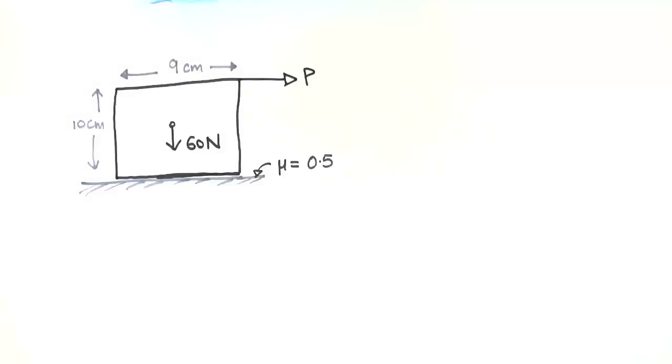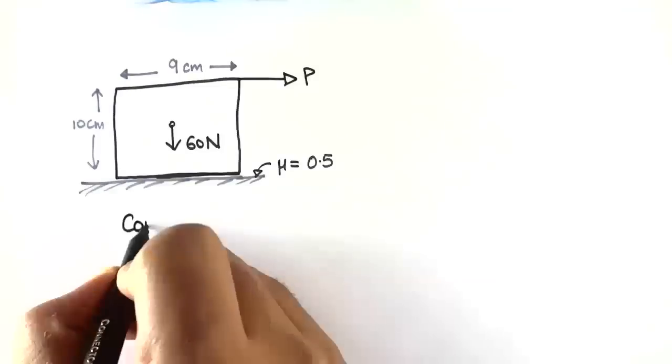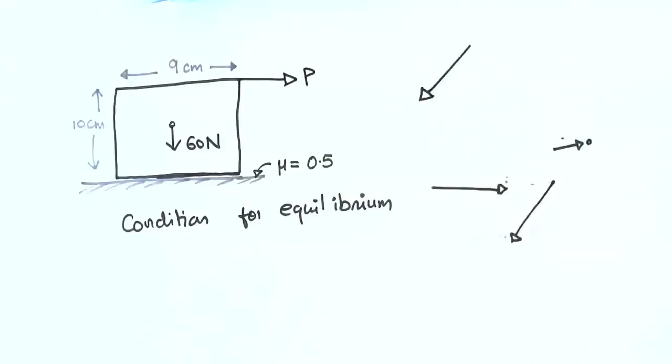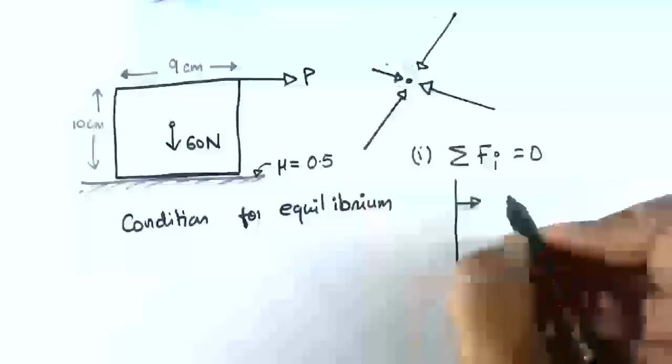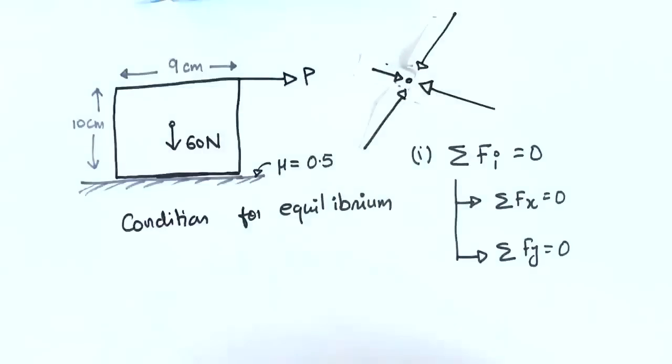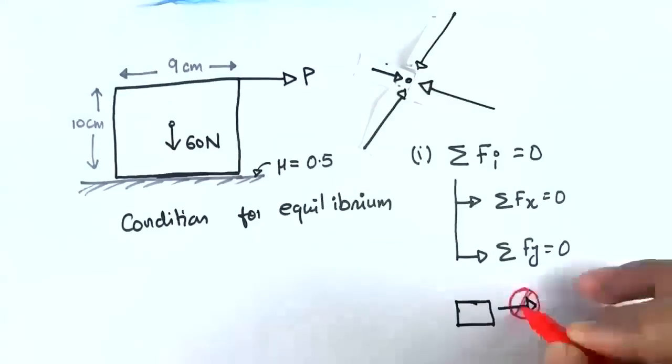For the block shown in the figure, we need to find the minimum value of P that will disturb the equilibrium. In a two-dimensional plane, the condition of equilibrium for a particle mass is net force in any direction equal to 0. That is, sigma Fx equal to 0 and sigma Fy equal to 0. This means there is no translation motion.